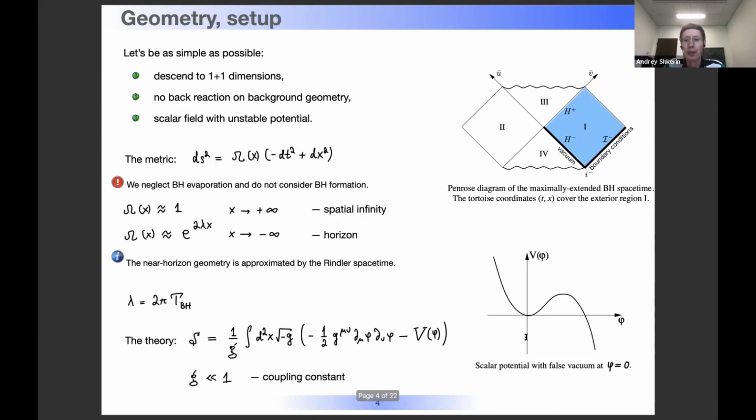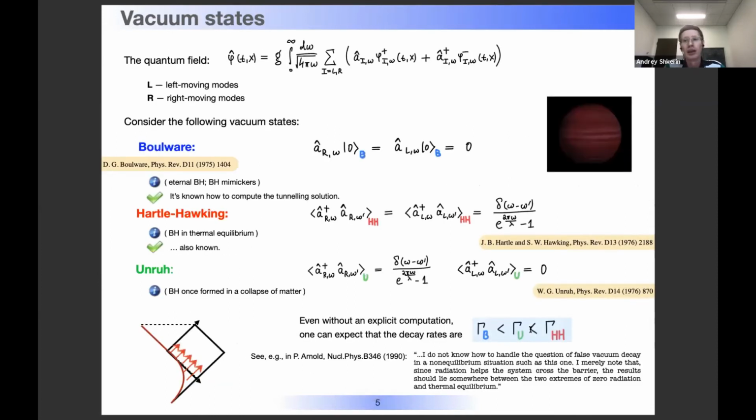Now, the most important thing here is to understand that a false vacuum, like any vacuum state, is characterized not only by expectation values of fields, but also by the structure of quantum fluctuations around those values. And our method should be able to discriminate between various vacuum states that exist in a black hole background. So what are these vacuum states? They can be described using the standard decomposition of the real field in terms of left and right moving modes and associated creation and annihilation operators.